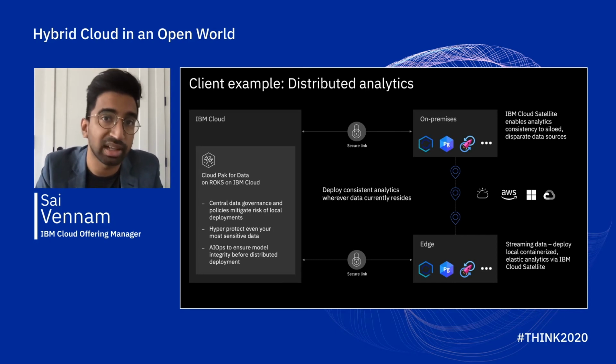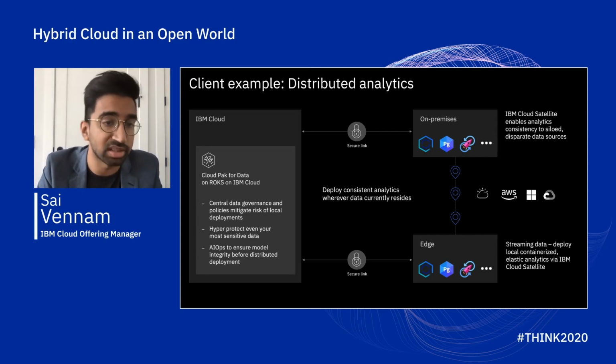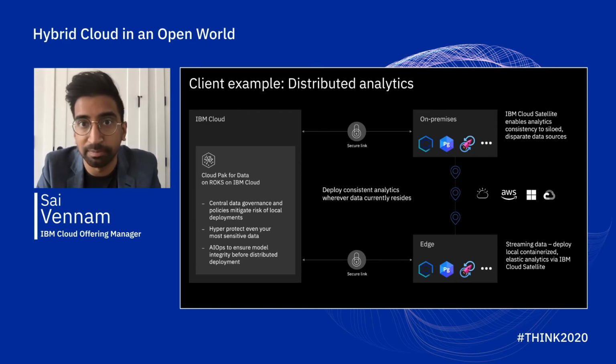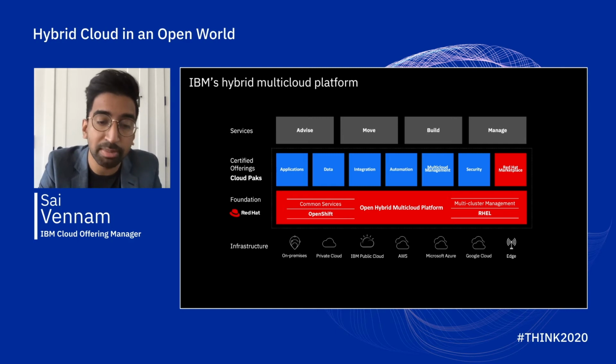This enables a client to essentially have a central place where all of their data is governed, and in addition, use artificial intelligence and specifically AI ops to do things like ensuring maybe a model integrity for something like a machine learning model before doing a distributed deployment across the board. So this is a simple example, but it shows you how you can really create a consistent experience for analytics across the board by deploying consistent IBM Cloud services to any environment. I'd say that this is core to the capability of our new hybrid multi-cloud.